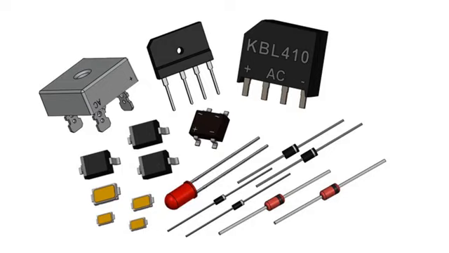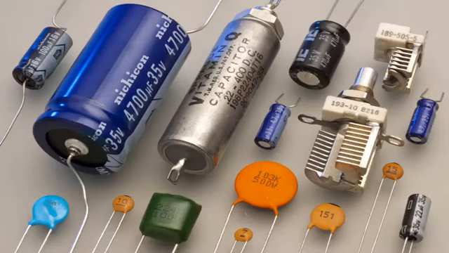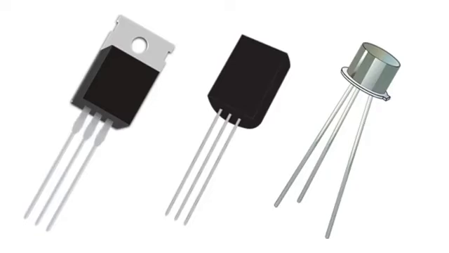After the diode we are discussing the capacitor. What is the capacitor and how many types of capacitor are there? How to check the capacitor? And what is the function of the capacitor? After the capacitor we are discussing the transistor. What is a transistor? How many types of transistor are there? And why are we using the transistor in our electronic circuits?